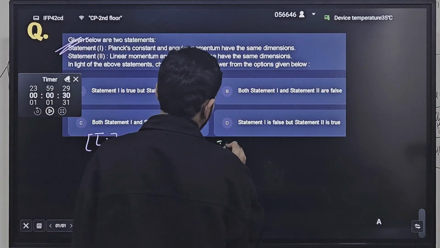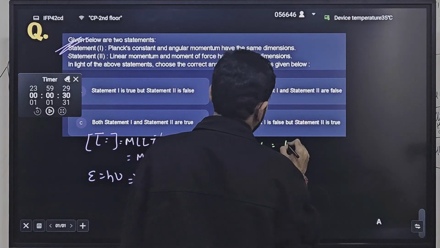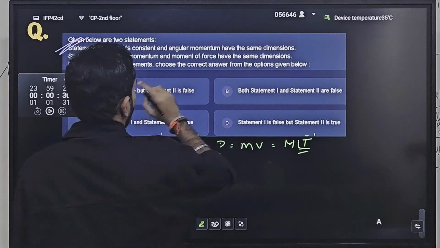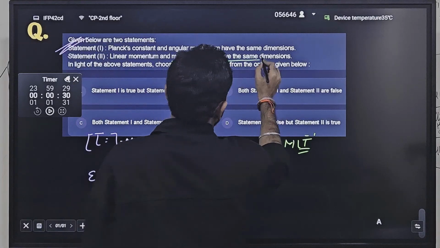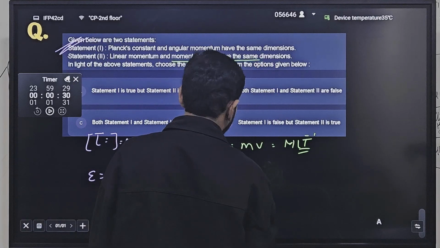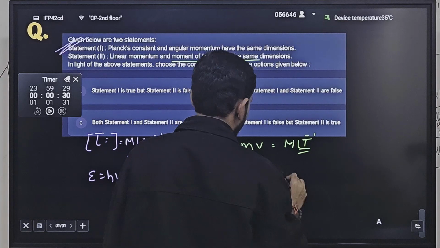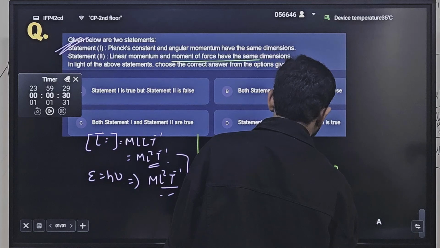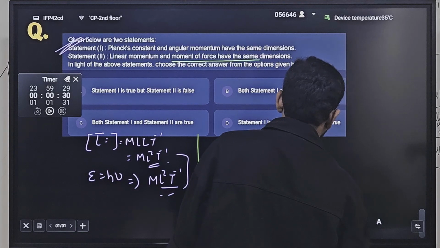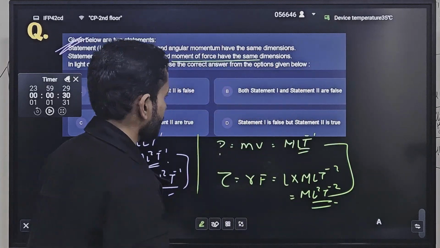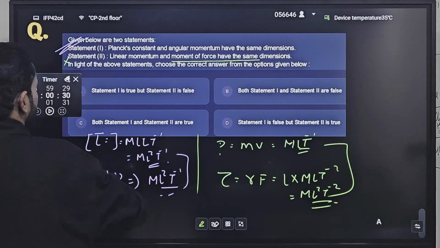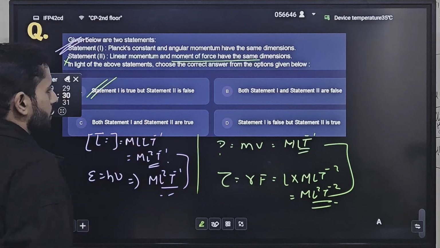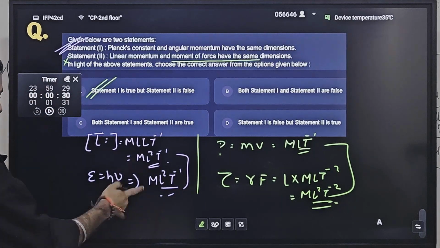Linear momentum is equal to M into V, that is M L T minus 1. This is your linear momentum. And moment of force have the same dimension. What is moment of force? That is equal to torque. Torque is R into F. R is L and force is M L T minus 2. That is M L square T minus 2. Now you check, it is not the same dimension. These are different dimensions. That means statement 2 is false. Which option is correct? Statement 1 is true, but 2 is false. These are simple. All the dimensions we have just written.